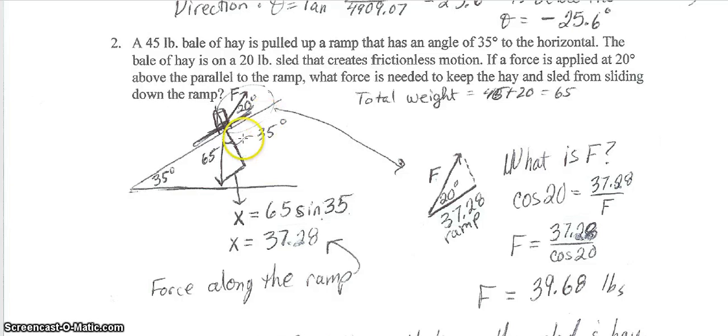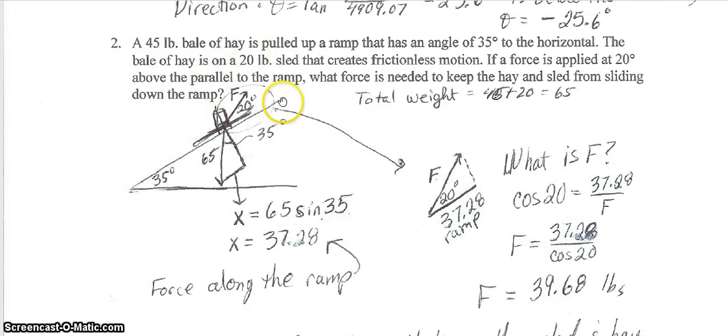Well, first thing is, how much of the weight of the bale of hay and the sled is going to draw it down, and how much is going to go into holding it? Well, that's this right triangle. Again, the angle up here is the same as the angle down here. So 35, 35. This time our x, parallel to the ramp, is actually opposite the 35, so that's why we have sine. The weight, straight vertical, times the sine of 35, boom. So that's how much wants to go down the ramp.